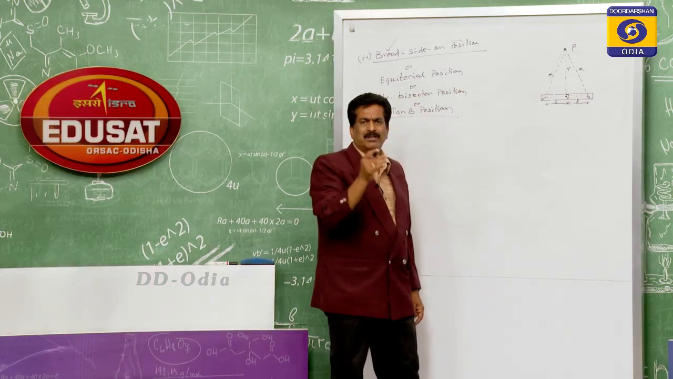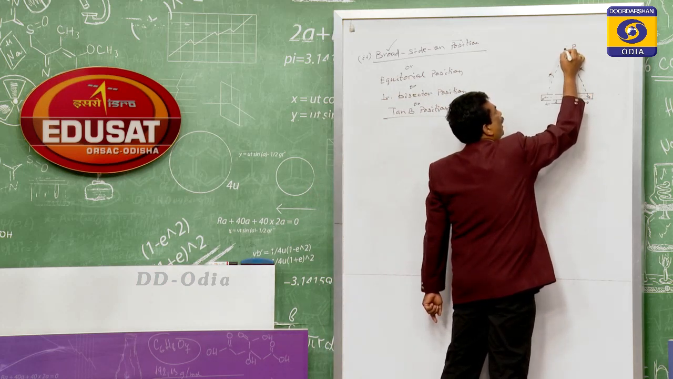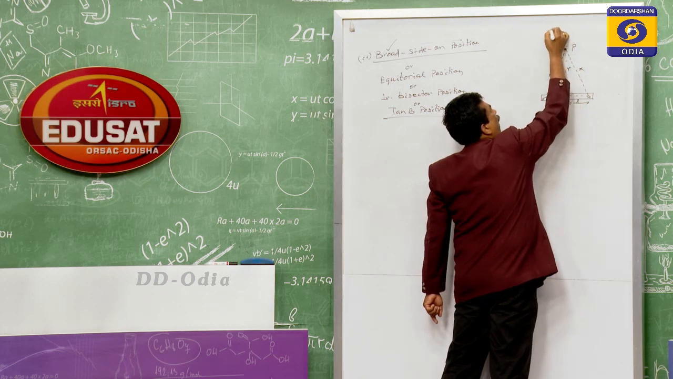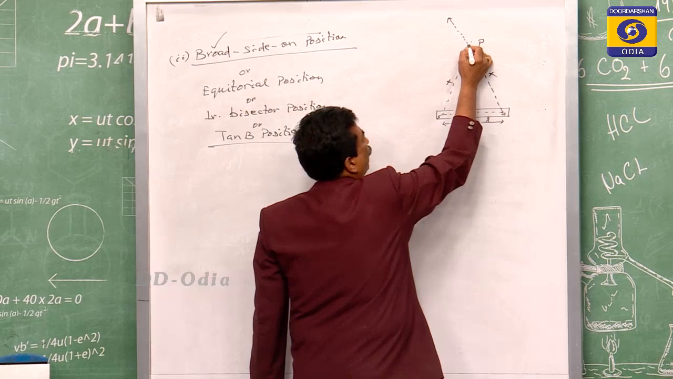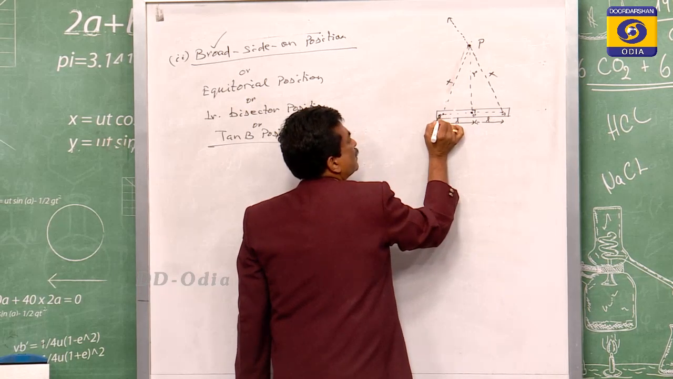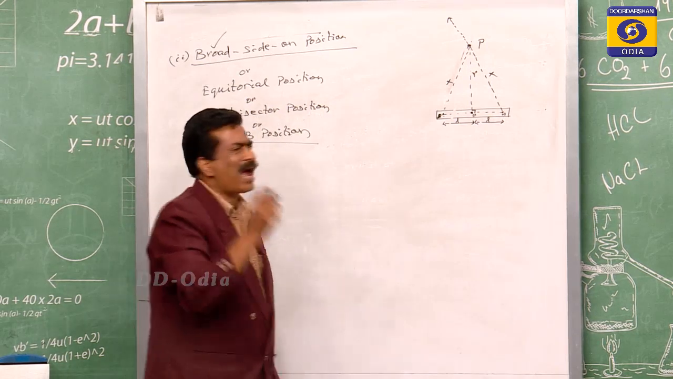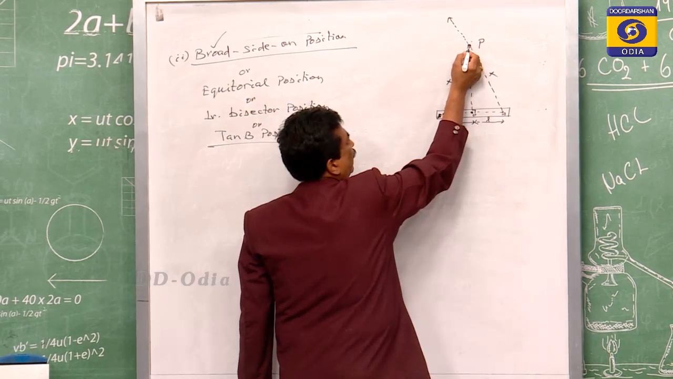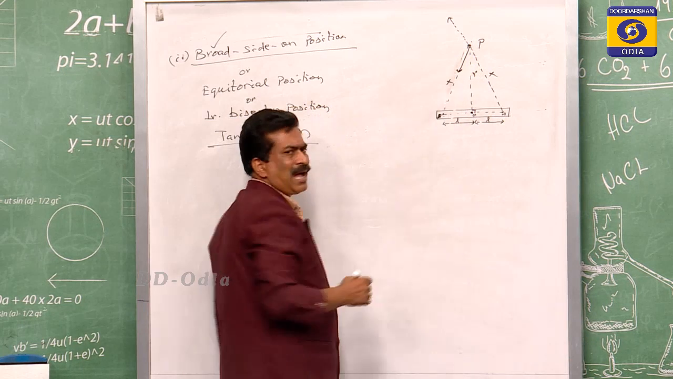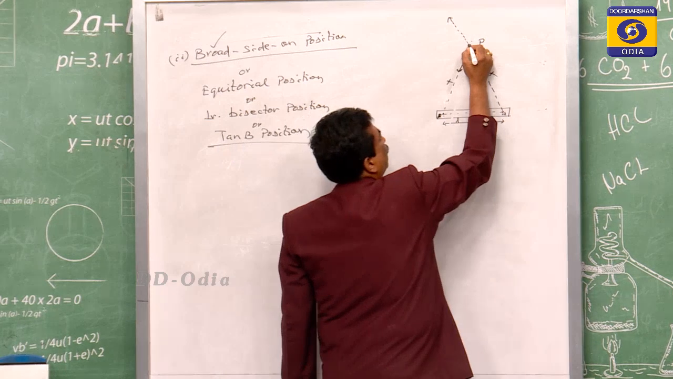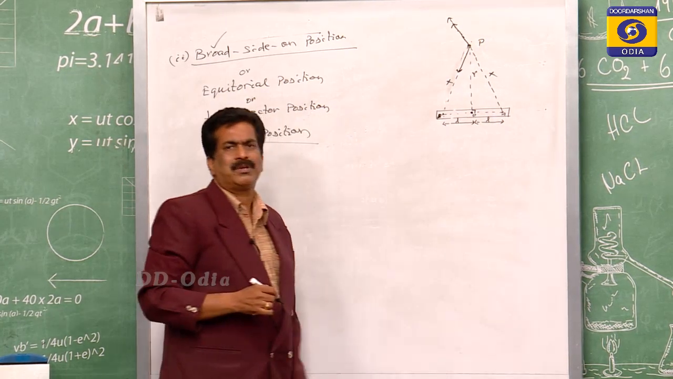So, between the north and the north, there will be repulsion. Along this one, this is the repulsive one. And from the unit north pole to this south pole, they are opposite, so there will be a force of attraction. Along this you will have the force of attraction, and along this you will have the force of repulsion.